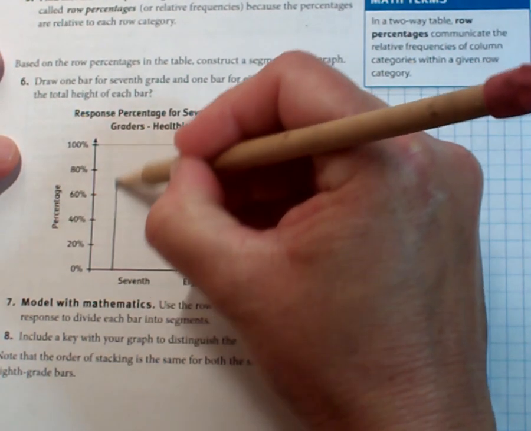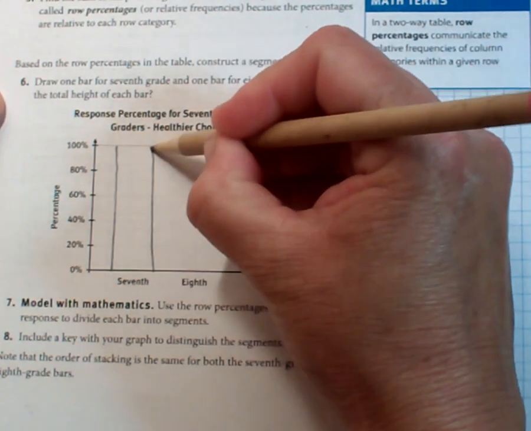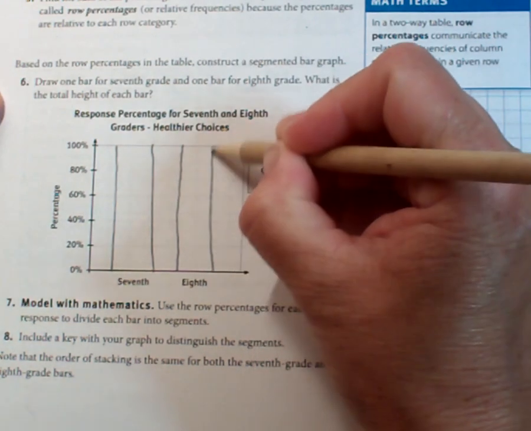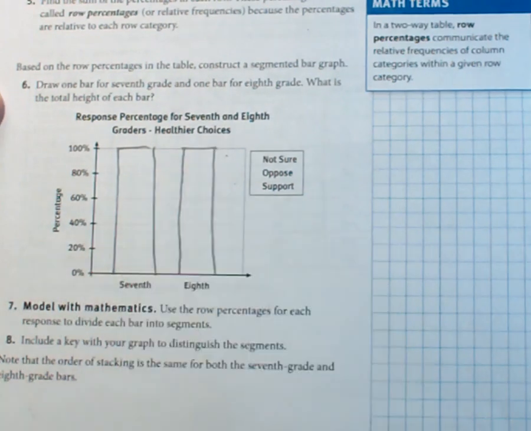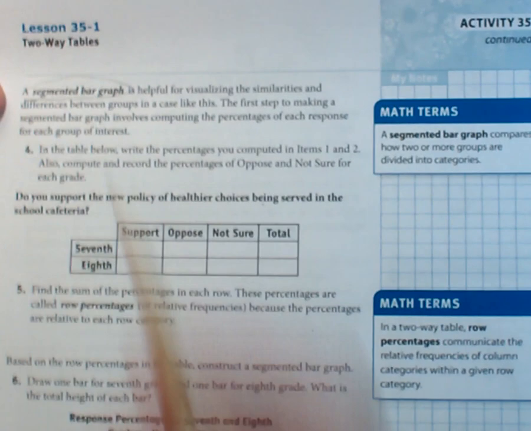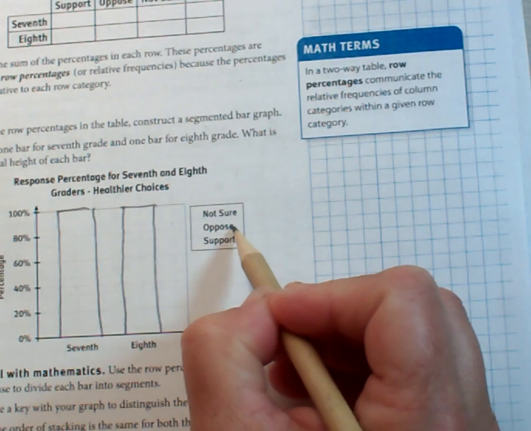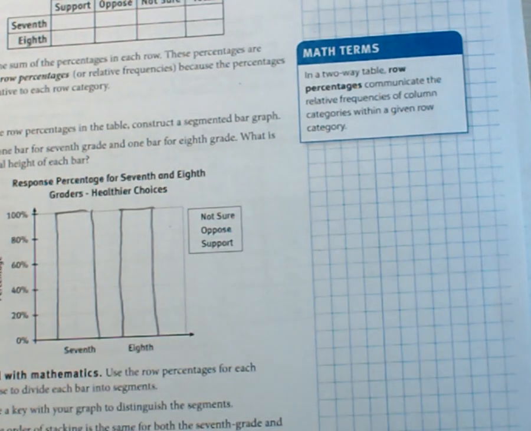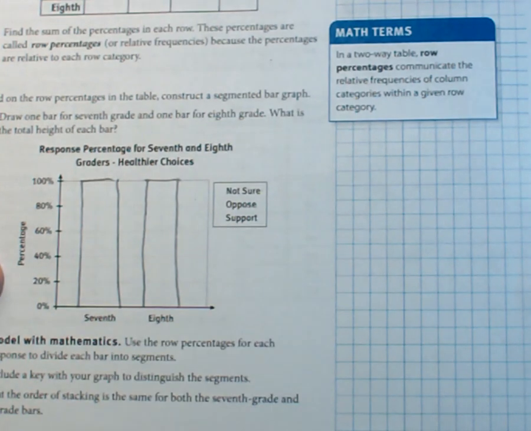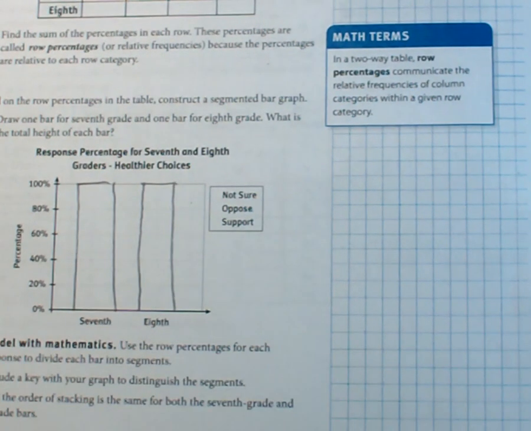So I can right now draw in, down here on question number 6, my 2 bars because they're always going to total 100%. So the 2 bars in your bar graph are both going to add to 100%. A segmented bar graph means I'm going to cut these bars up to show support, oppose, and not sure. Okay? And then to cut them up, you can see here on the y-axis, we're cutting them up by percentage to have a nice visual of what everybody thinks about the healthier choices.